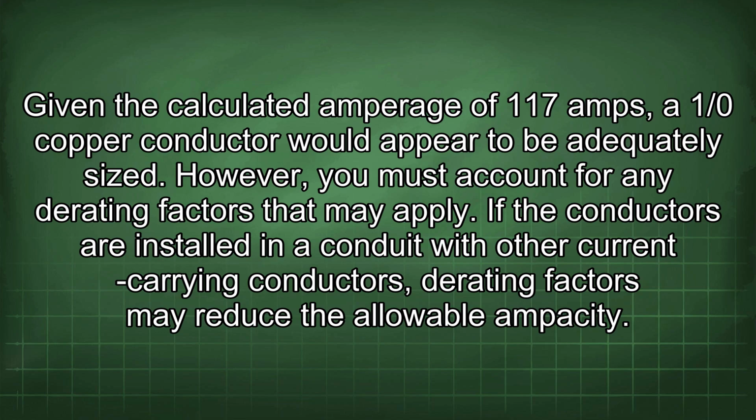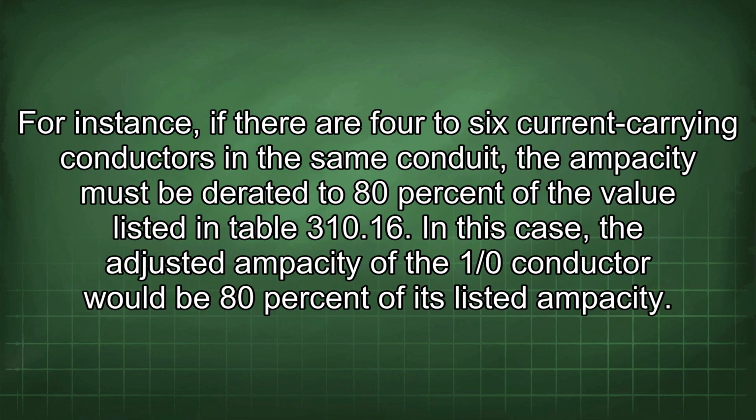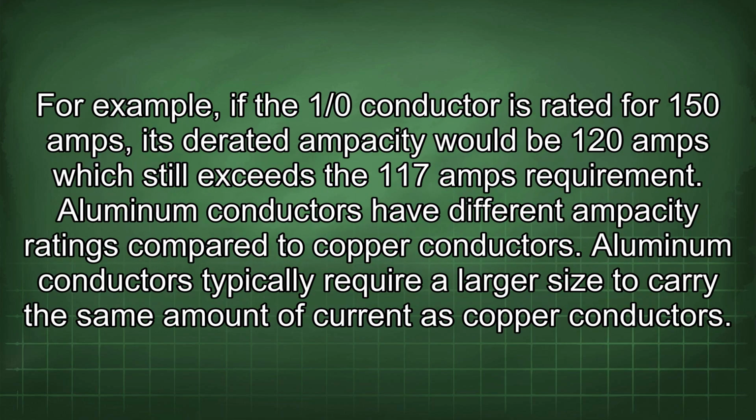If the conductors are installed in a conduit with other current carrying conductors, derating factors may reduce the allowable ampacity. For instance, if there are 4 to 6 current carrying conductors in the same conduit, the ampacity must be derated to 80% of the value listed in Table 310.16. In this case, the adjusted ampacity of the 1/0 conductor would be 80% of its listed ampacity. For example, if the 1/0 conductor is rated for 150 amps, its derated ampacity would be 120 amps, which still exceeds the 117 amps requirement.